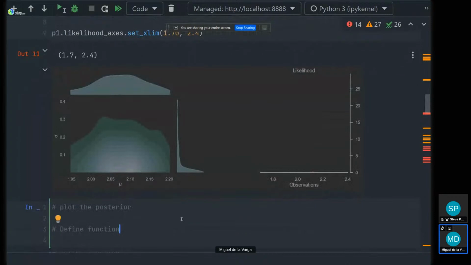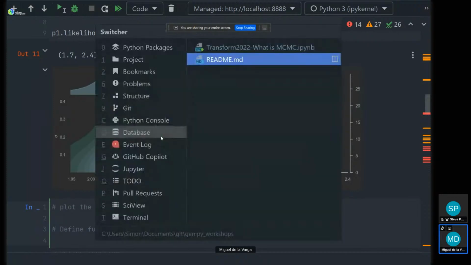Now I'm regretting not just copying and pasting all of this. So I think I'm going to just go out of this.